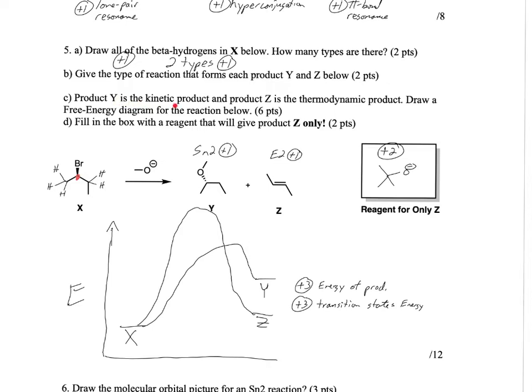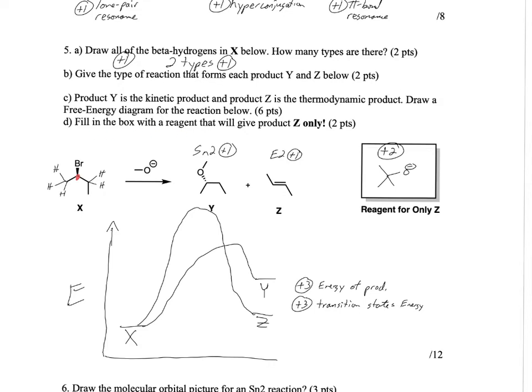Here I said product Y is kinetic. That means it comes from the lower energy hill. And I said Z is thermodynamic, which means Z is lower in energy than Y. Right? So kinetics is all about the heights of the activation energies. Thermodynamics is all about the energy of the products. So there's the free energy diagram for that.